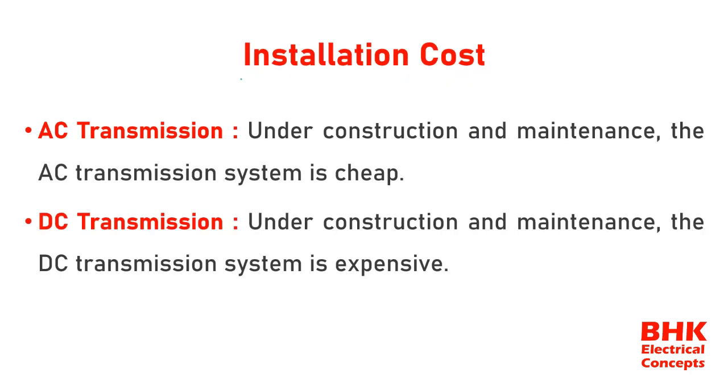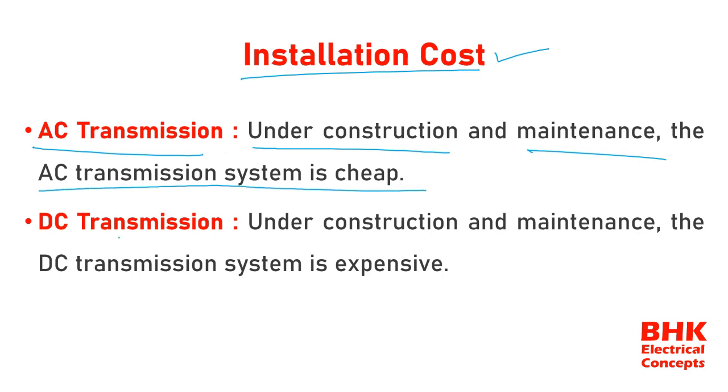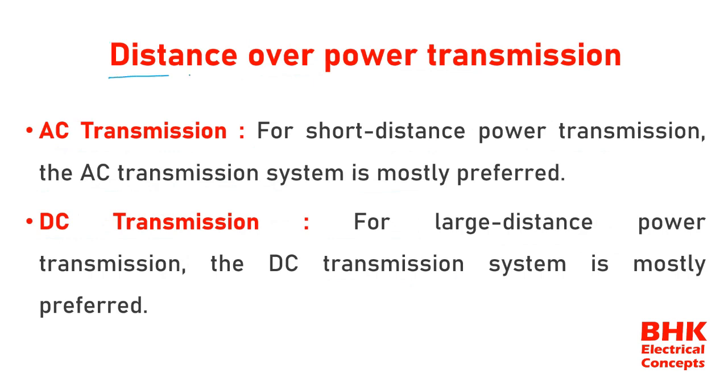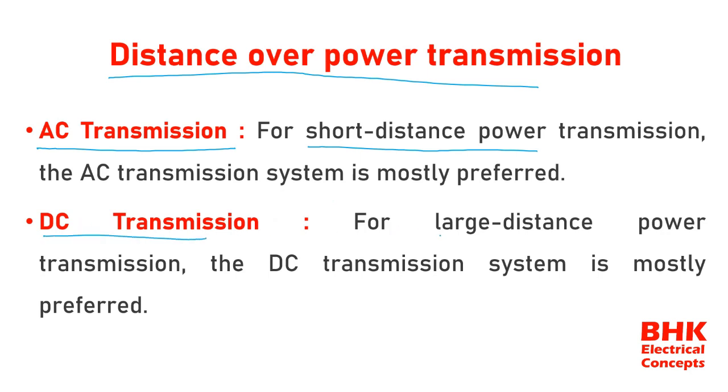And another important thing is installation cost. In case of AC transmission system, under construction and maintenance, the AC transmission system is cheap. But in case of DC transmission, the construction and the maintenance are always expensive. And another thing is distance of power transmission. With the help of AC transmission system, we can use it for short distances. But in case of DC transmission, we can use this transmission system for large distances.